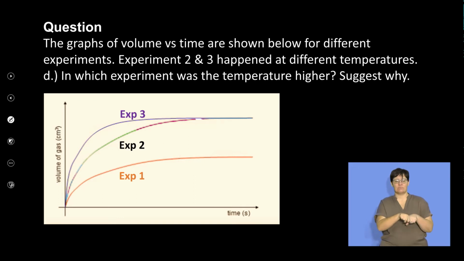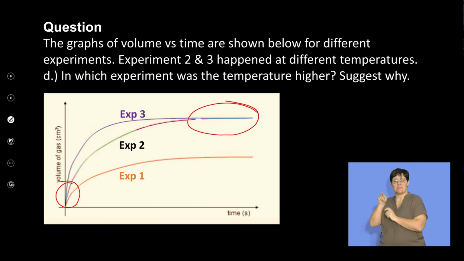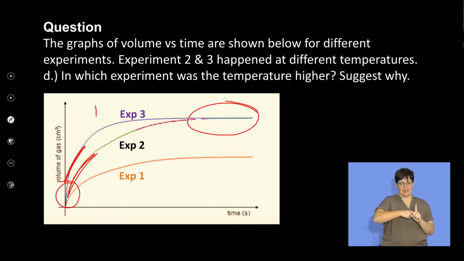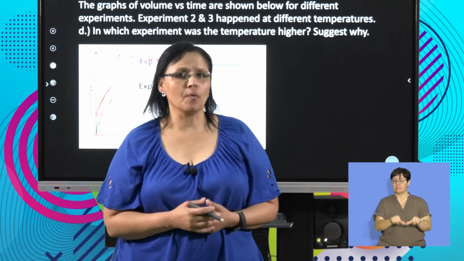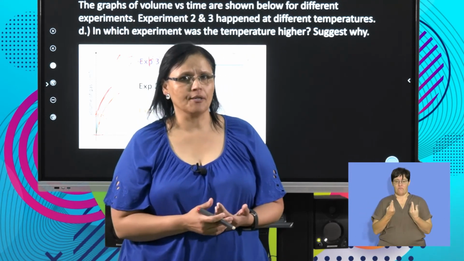If you look at experiment 2 and 3, you can see we started with the same reactants and we ended with the same product. But because experiment 3 is much steeper in the beginning compared to experiment 2, experiment 3 will obviously be at a higher temperature. How do we know that? Because when we have a higher temperature, we have more effective collisions per second, and it leads to a higher rate of reaction.